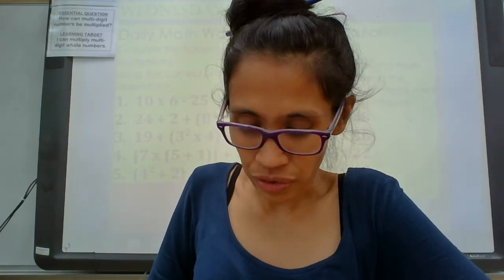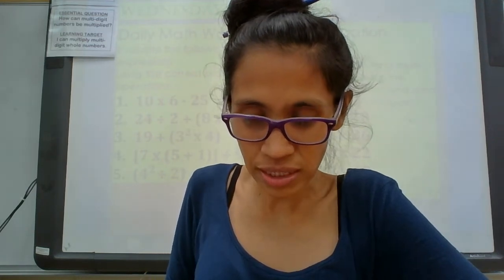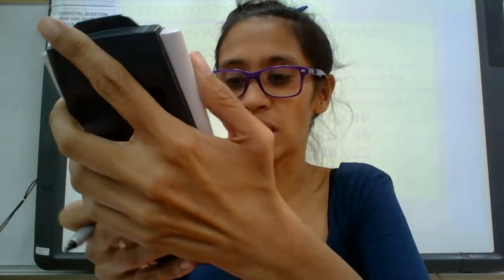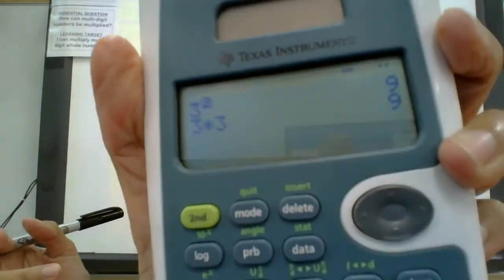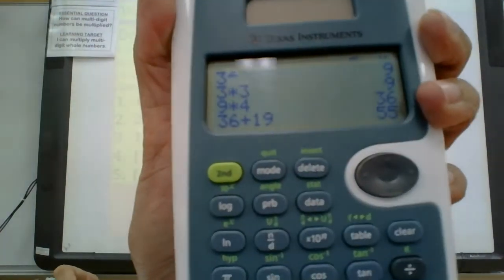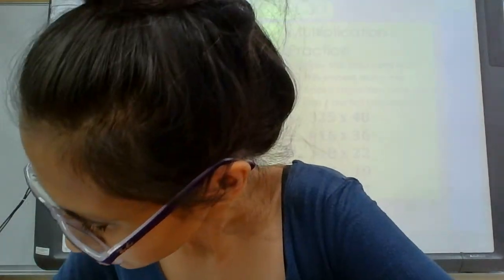And then get your calculator. So we have 3 to the second power. Look, it's funny, this one has a 3 to the second power, which is 9. Or I could just do 3 times 3, 9. And then times 4. 9 times 4 equals 36. And then I'm going to do 36 plus 19, 55, bam. All right, done with that one. Moving on to number 4.